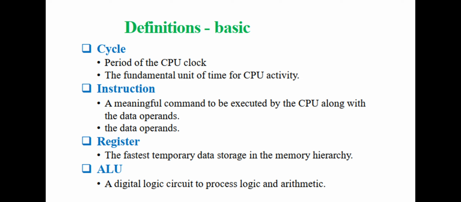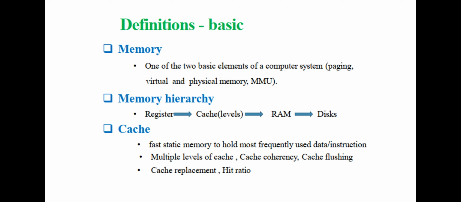Computer architecture and organization 3. Definitions. Basic memory elements of a computer system, paging, virtual and physical memory, MMU. Memory hierarchy: register, cache levels, RAM, disks. Cache: fast static memory to hold the most frequently used data and instructions, with multiple levels of cache. Cache coherency, cache flushing, cache replacement, hit ratio.